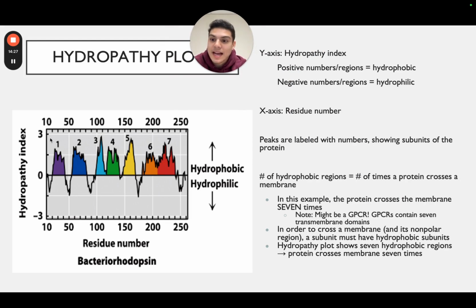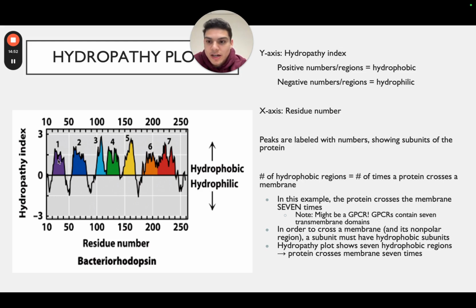On the y-axis, you have the hydropathy index, which starts from 0 and moves in both directions. The positive direction means that you are hydrophobic, so we're measuring hydrophobicity with the positive values. And then the negative values are going to be the hydrophilic, which are going inward. The x-axis will tell you the residue number, right? And the way you tell is by these large humps, right?